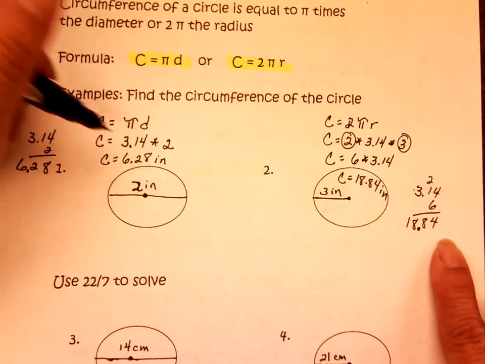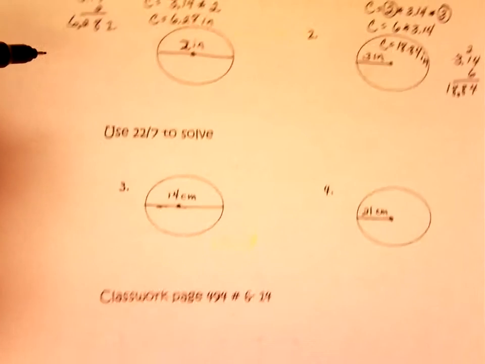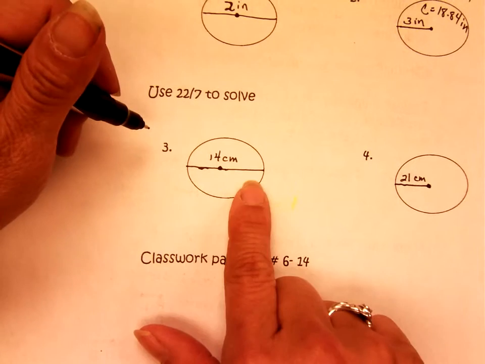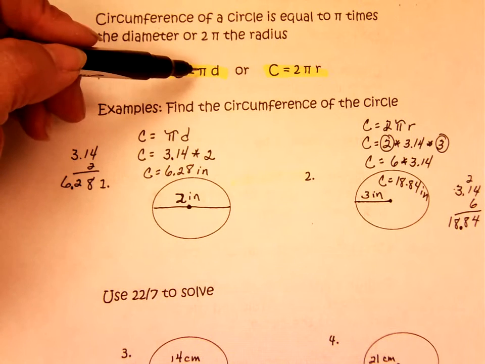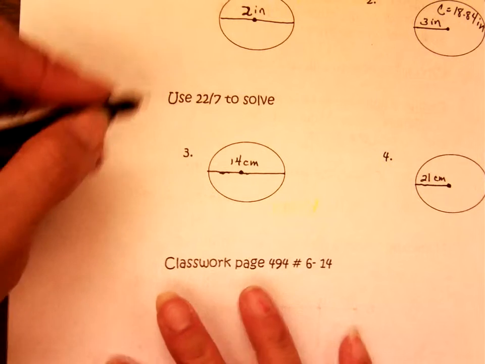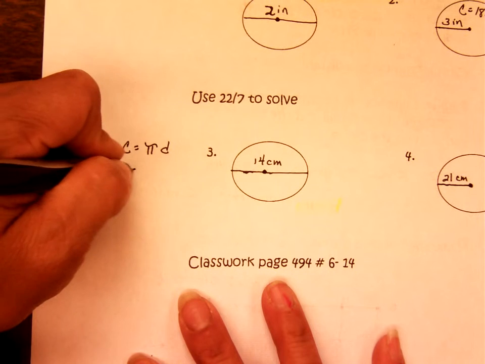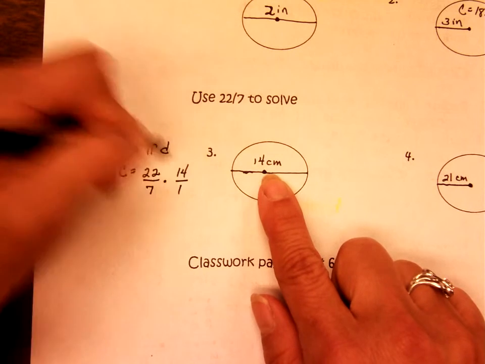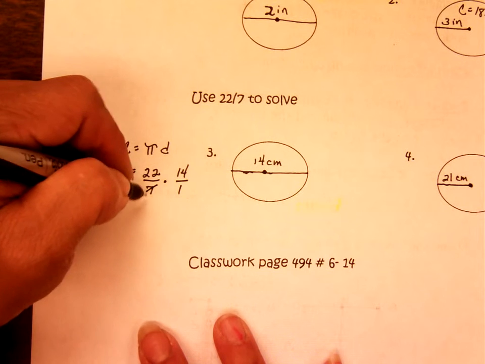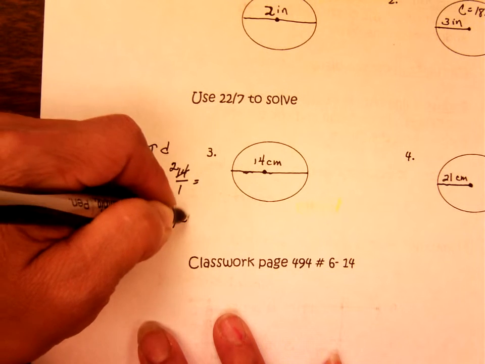Now these two problems are using pi as 3.14. Sometimes in your directions it's going to say that instead of using 3.14, you're going to use 22/7 for pi. So let's look at number 3. Number 3, did we give you diameter or did we give you radius? So which formula would you use? This one or this one? Hopefully you said C equals pi d. So you still write C equals pi d. Replace your pi with 22/7 times 14. 14/1, make it a whole number. Now you can cross reduce. 7 goes into 7 once, 7 goes into 14 twice, and the answer is C is equal to 44 centimeters.